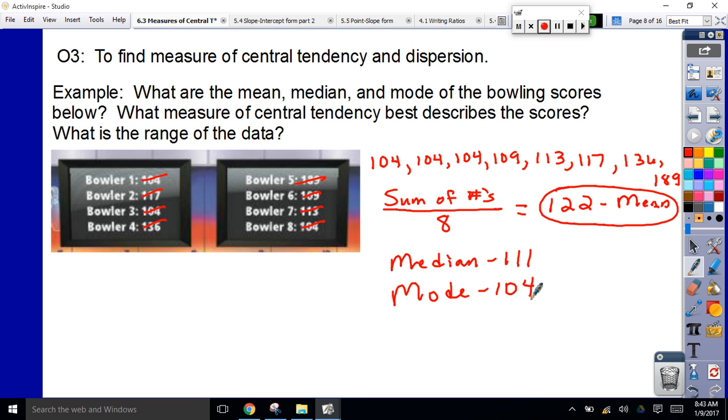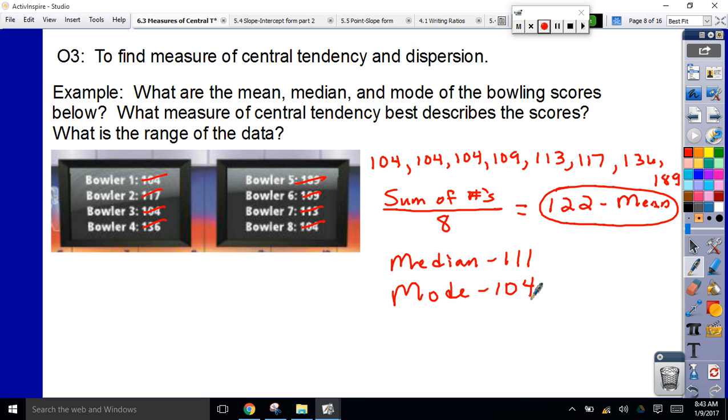I see some people nodding, some people shaking. I think there's an outlier. I would consider this 189. If I were bowling with the person who got a 189, even 136 is a bit higher. All these scores are kind of centered together around the same numbers. There's not a whole lot of spread in between them.